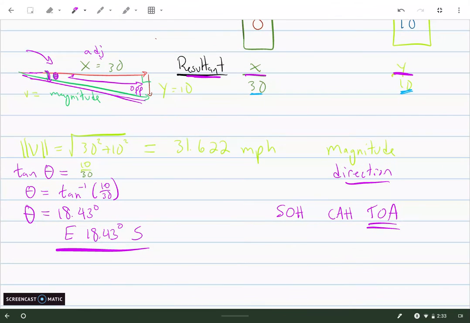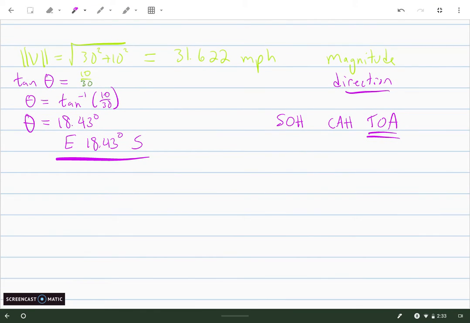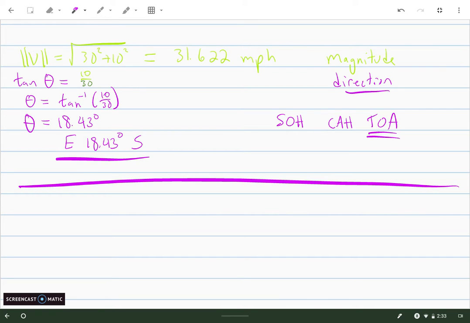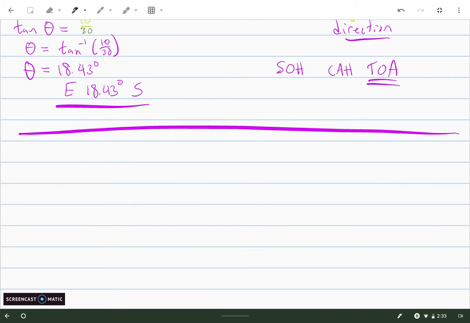So what we're going to do is go on to this next problem. Let's do problem number 2 here. Problem number 2, and we have a plane headed north at 300 miles per hour.